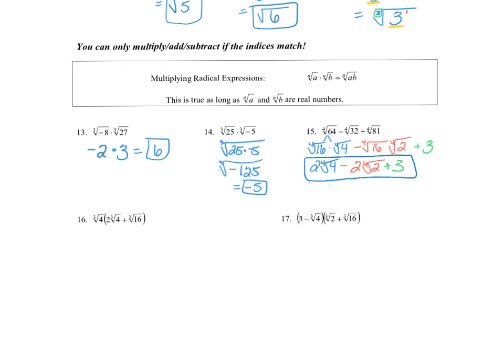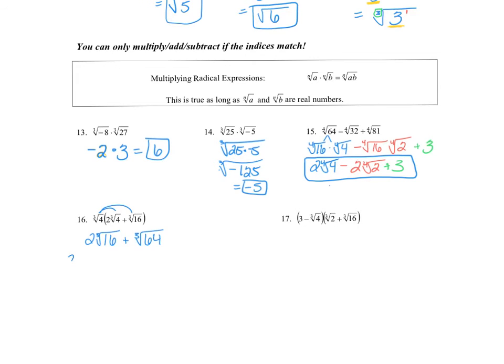Number 16, I have multiplication, so I have to distribute. Let's multiply the first terms together. I get 2 times the cubic root of 16. Multiply my second terms together, and I get plus the cubic root of 64. Always try to look to see if you can simplify more.